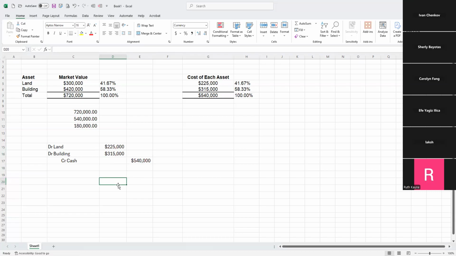Make sense? So if you have a purchase of a basket of 1 or 2 or 3 or 4 or 5 assets, what you have to do: get the market value, assign the percentage, see how much you paid, use the same percentage that you calculated for the market value, and make the journal entry. Let's go back to the slides and continue with the slides now.